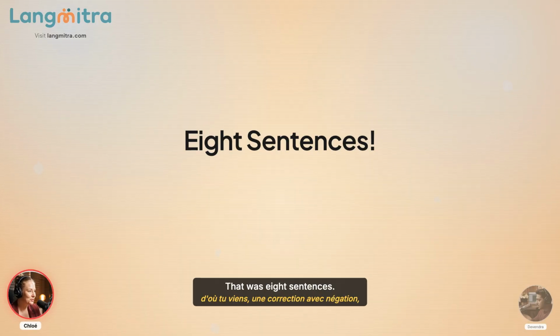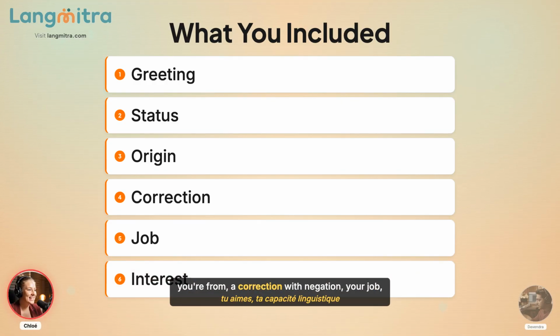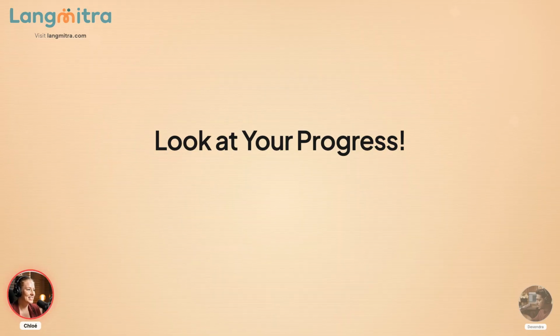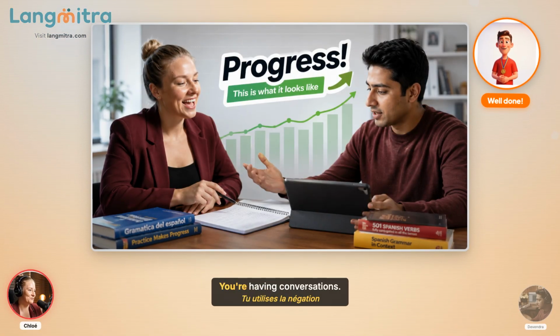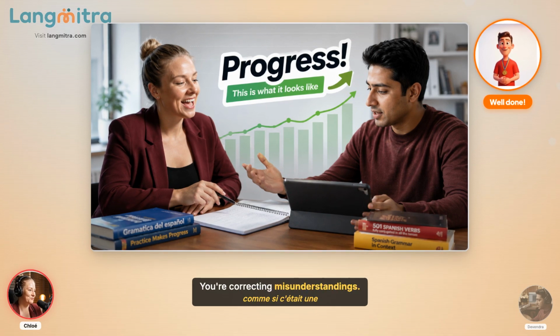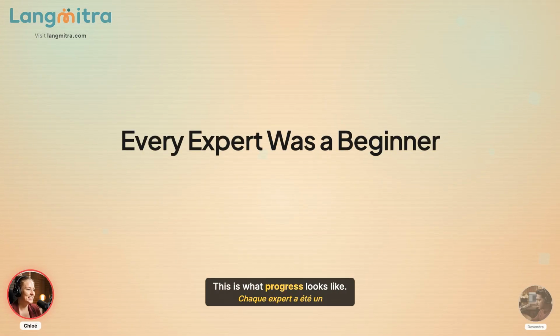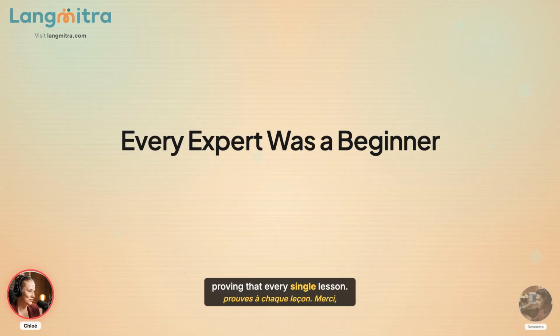Devendra, that was 8 sentences. You included your greeting, how you're doing, where you're from, a correction with negation, your job, something you like, your language ability with negation, and your goal. That's a complete, natural, flowing self-introduction. Wow, I actually did it. At the beginning of this module, I could barely say bonjour. And now look at you. You're having conversations. You're correcting misunderstandings. You're using negation like it's second nature. This is what progress looks like. Every expert was once a beginner, and you're proving that every single lesson.